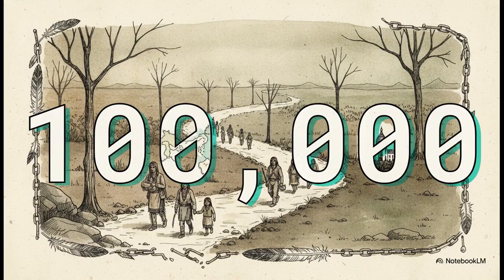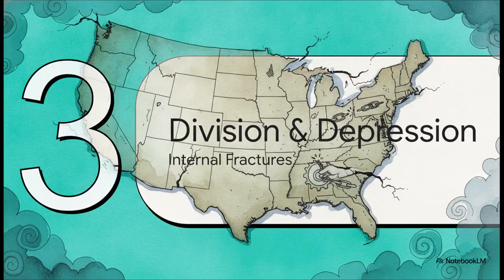And the human cost of that act? Absolutely devastating. 100,000 Native Americans were forcibly expelled from their ancestral lands. During what we now call the Trail of Tears, they were marched over 1,000 miles. It was a methodical, state-sponsored ethnic cleansing. In fact, it was so brutally calculated that Adolf Hitler would literally reference it a century later when planning his own expansions in Europe. Moving on to part three, division, industry, and depression.